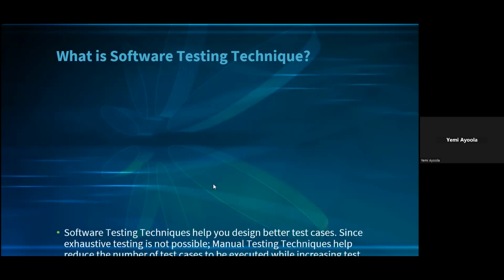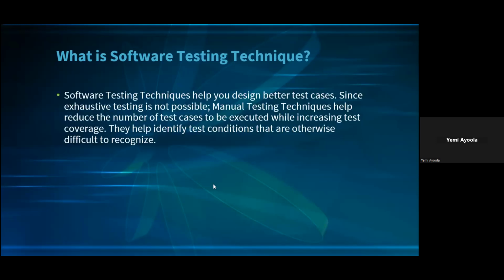So, what is software testing technique? Software testing technique helps you design better test cases. Since exhaustive testing is not possible, remember the background of testing. When I was talking to you about exhaustive testing, keeping software under control, you can see that everything is coming back. I'm not the one bringing it. That's the way it is.